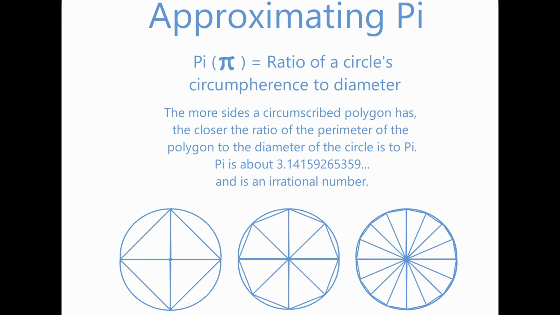Well, here I'm going to demonstrate how we can visually approximate the value of pi, so we can get maybe a little bit more of an intuitive feel for what pi actually is or how we get that number. And we're going to do it by looking at these circles that are circumscribed with polygons. As you can see, the more sides that a circumscribed polygon has, the closer the ratio of the perimeter of the polygon to the diameter of the circle is to pi.